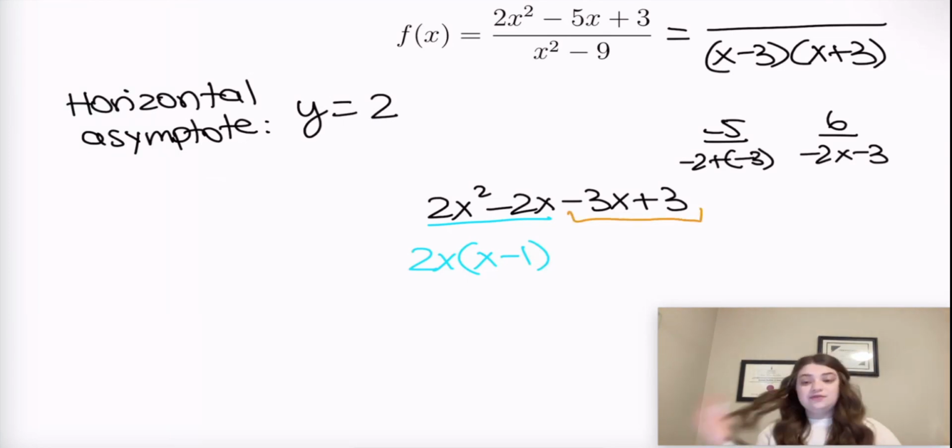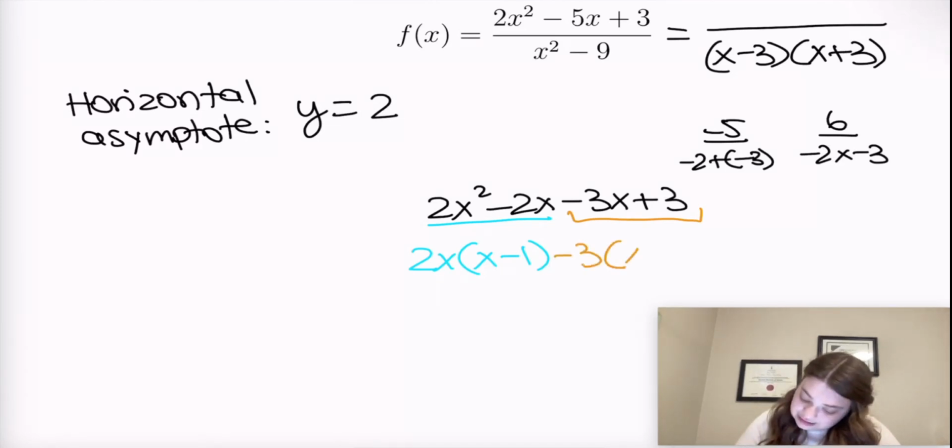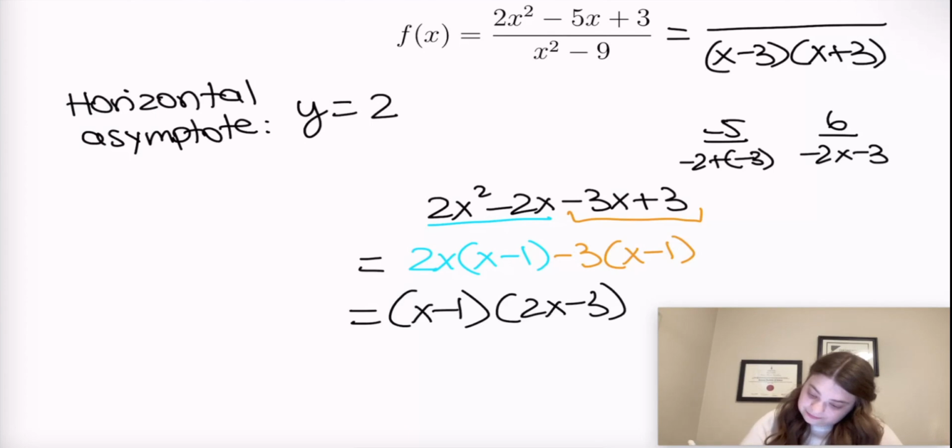I'm going to factor out everything I can from negative 3x and 3. And we're going to get negative 3 from there. So negative 3 times x minus 1. And what's that going to equal when I factor out the x minus 1? We're going to get 2x minus 3. So we end up with x minus 1 times 2x minus 3.